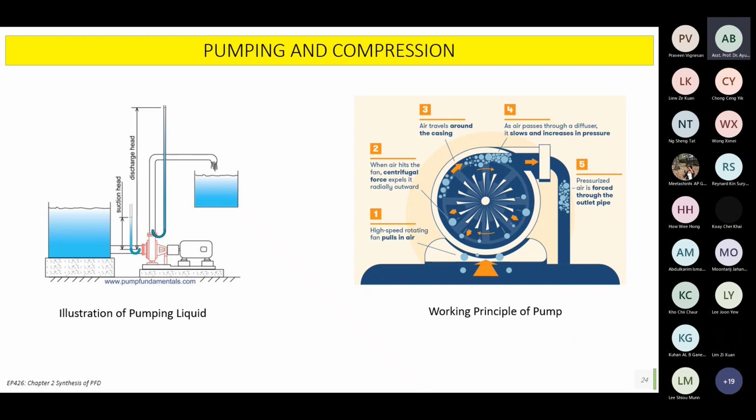The pump itself has many types. In industry, they have many, which is why they have specific suppliers for pumps. You have the centrifugal pump, vacuum pump, diaphragm pump, staged pump, and multi-stage pump.